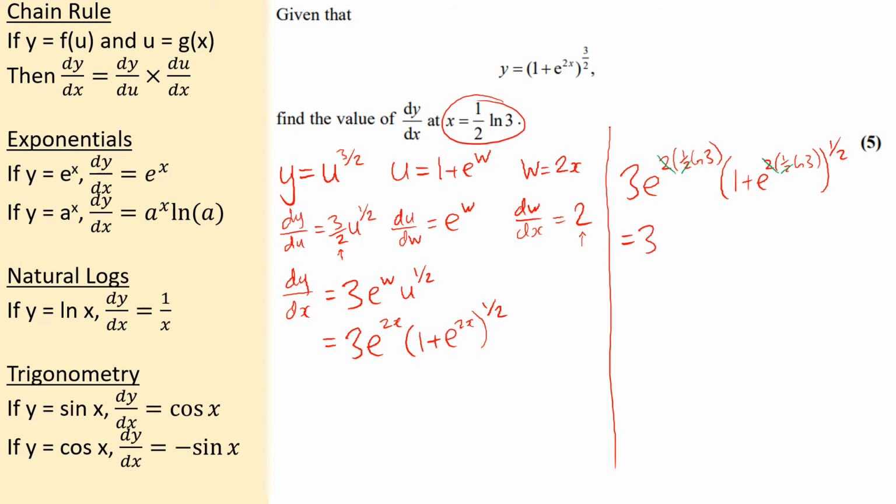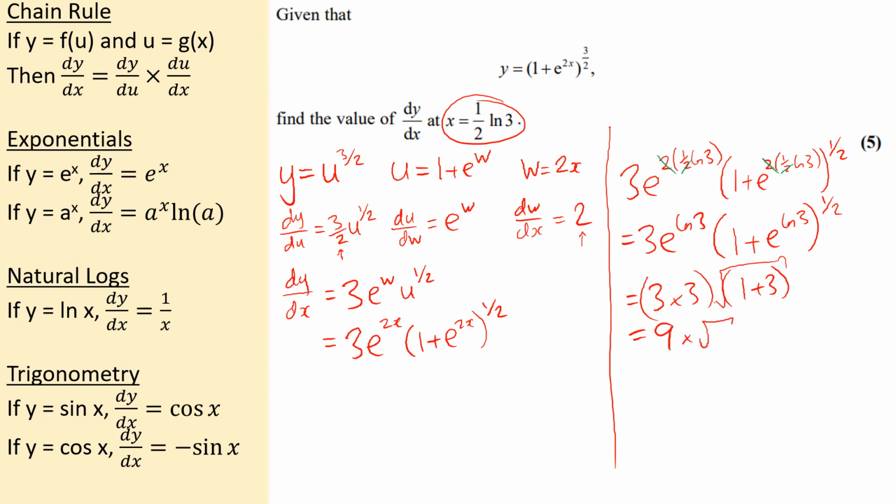So we'll end up with 3 e to the ln 3 for our start term, and then 1 plus e to the ln 3, square rooted, to the power of a half, which is square rooting. e to the ln 3 is just 3, so we've got 3 times 3 there. We've got 1 plus 3 here, and that whole thing is square rooted. So we've got 9 times the square root of 4, which is 18.